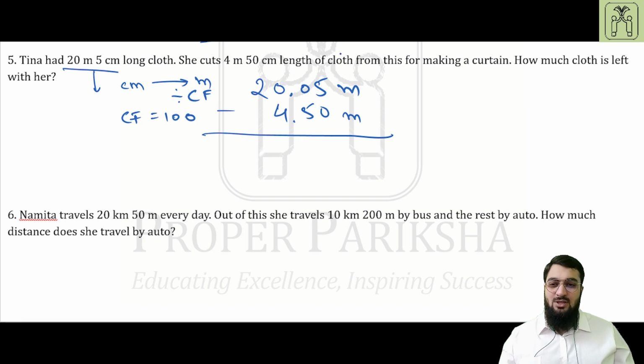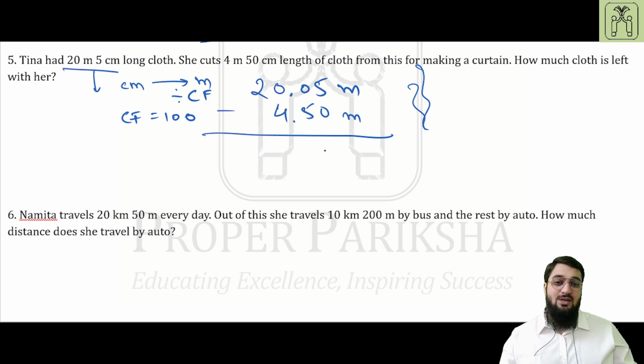After mentioning the statements for the question: the total amount of cloth Tina had is equal to 20 meter 5 centimeter, which can be written as 20.05 meter. Then you will write: the total amount of cloth cut for making a curtain is equal to 4 meter 50 centimeter, which can be written as 4.5 meter. Equation 1, equation 2, subtracting equation 2 from equation 1, we will get the total amount of cloth that is left with her.